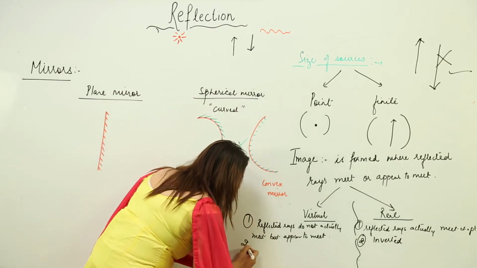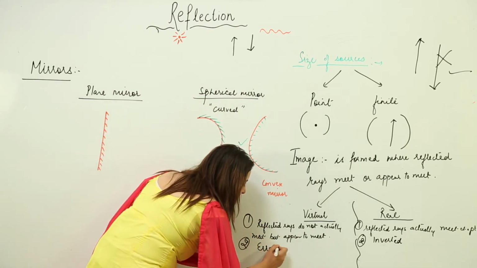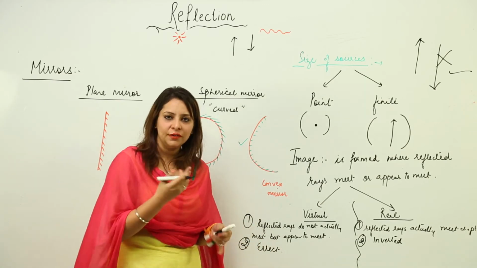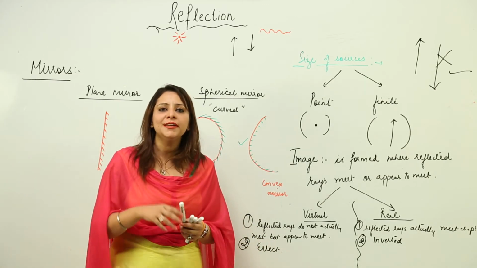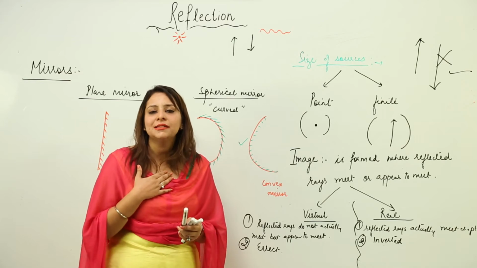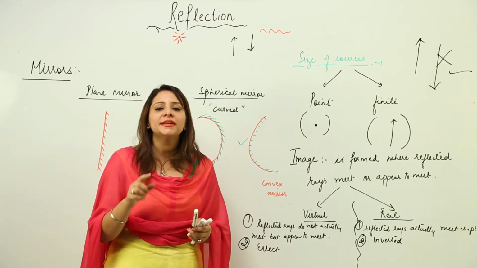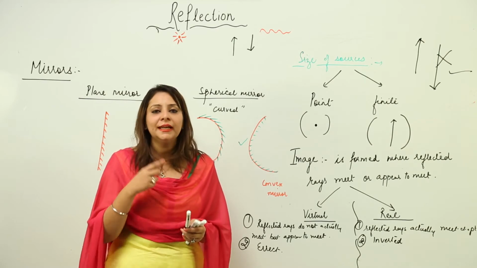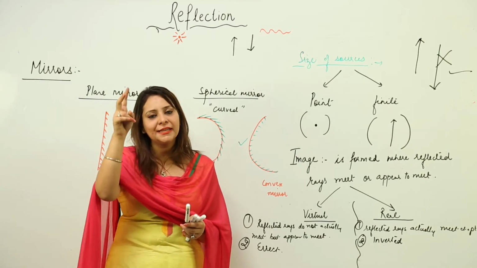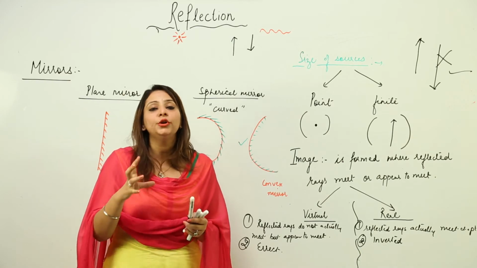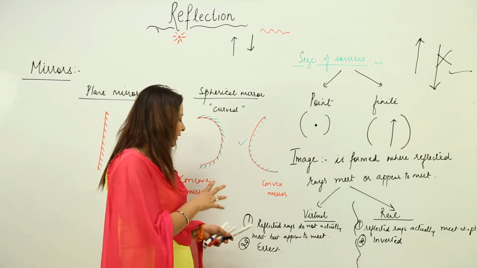But a virtual image is always erect. If I talk of myself again, if my image is virtual, then I'll see myself in the same manner, that means head up, legs down. But if my image is going to be inverted, then I'll see myself upside down, that means legs above and head down. So this is what you mean by inverted and erect.